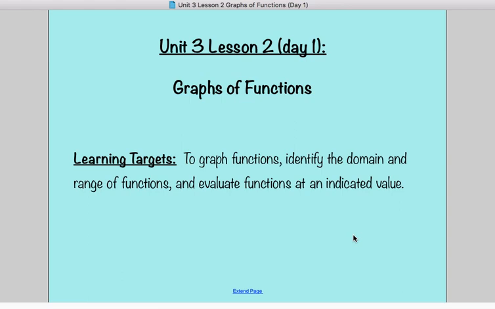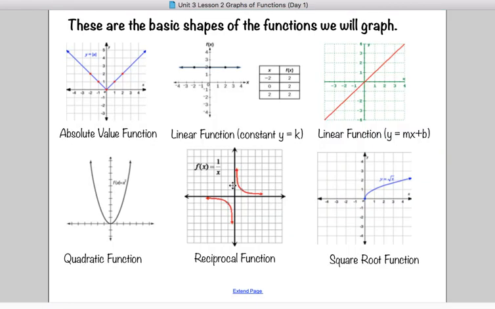Today we're going to look at graphs of functions. We're going to look at how to graph functions, identify the domain and range, and evaluate functions at an indicated value. Okay. So these are the basic shapes of the functions we're going to graph.